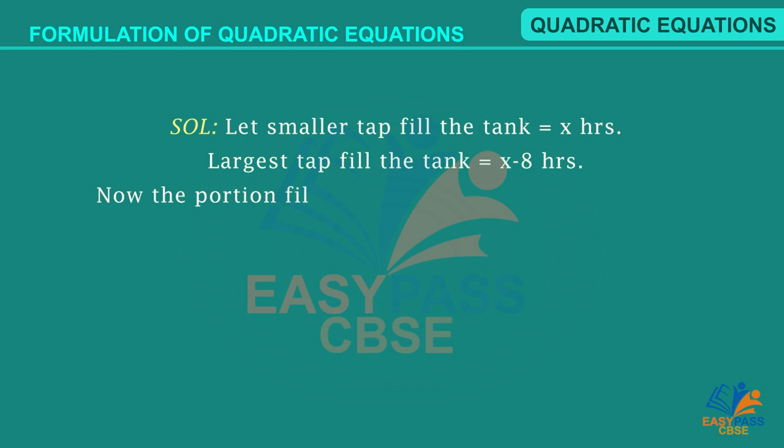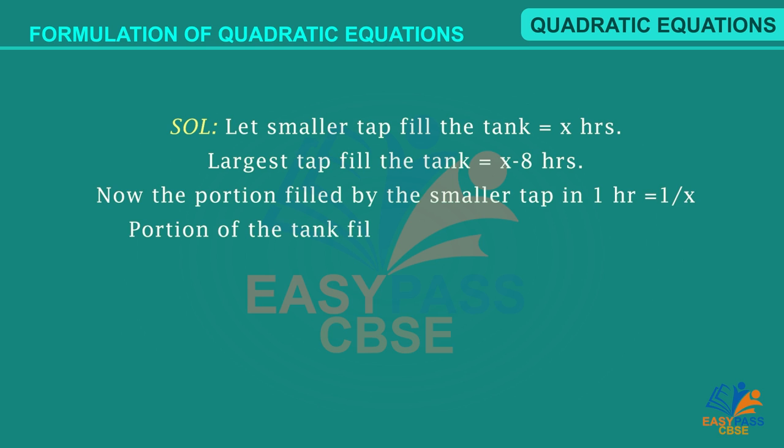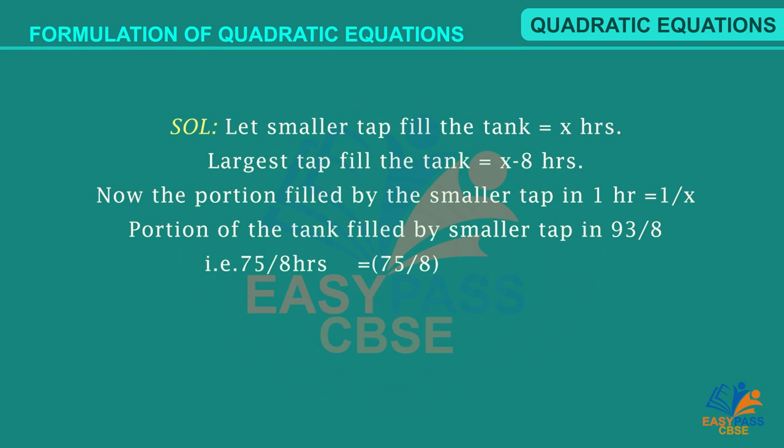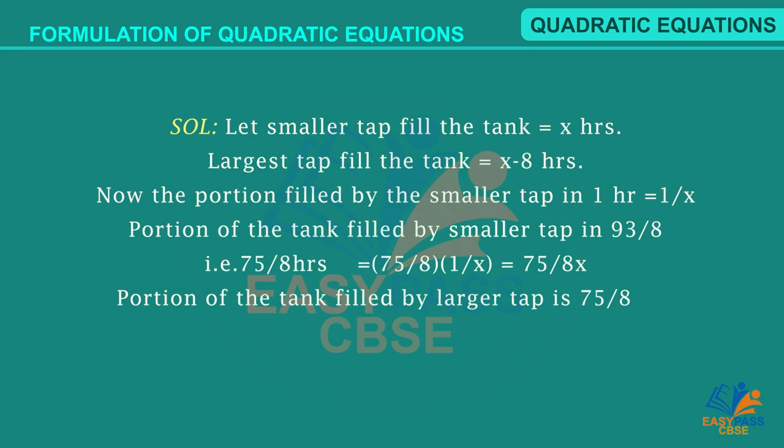Now, the portion of the tank filled by the smaller tap in 1 hour is 1 over x. The portion filled by the smaller tap in 9 3 by 8 hours, that means 75 by 8 hours, is equal to 75 by 8 times 1 over x, that means 75 over 8x. The portion of the tank filled by the larger tap in 75 by 8 hours is 75 by 8 times 1 by x minus 10, or 75 by 8 times (x minus 10).